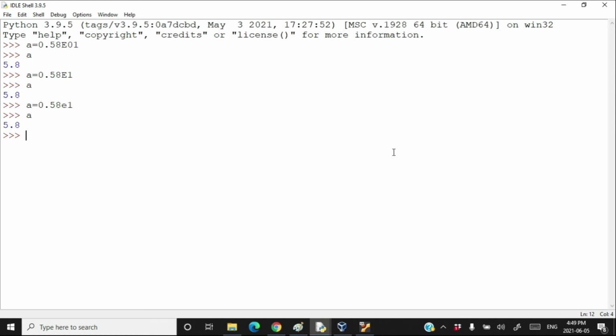Let's try them one by one. A is equal to 152 E05. Type a, this is the number. Then again you type a is equal to 152 E07. But at this time don't write 152, write 1.52 and E07. So it will be 1.52 into 10 to the power 7. So type it and this is the same number. Okay. So hopefully you are getting it.